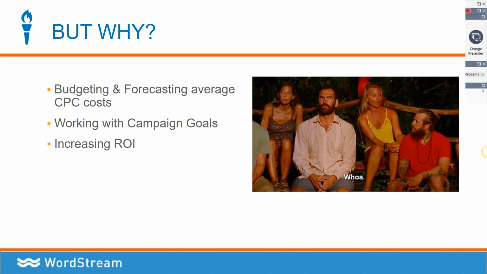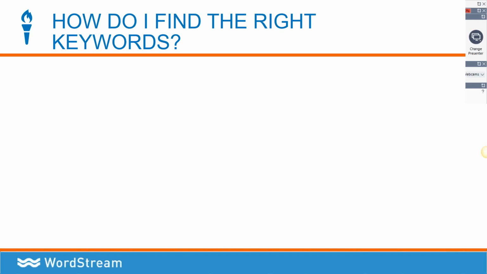So if we can eliminate some of that wasteful spend, if we can get rid of some of those keyword hogs and avoid some of those pitfalls, as Zena mentioned earlier, then we can increase that ROI and ultimately have AdWords pay for itself. So getting down to the nitty gritty, how do I find the right keywords? The first thing is your website.